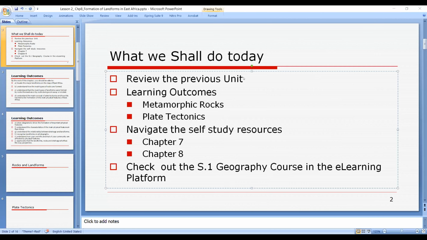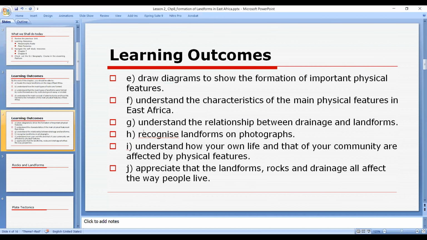So according to our plan, we have done the review. Now we are going to review what the topic is about, what you are expected to learn. You have told me what you have learned. Is that what we're expected to learn? So I'm going to go to that part of the learning outcomes.